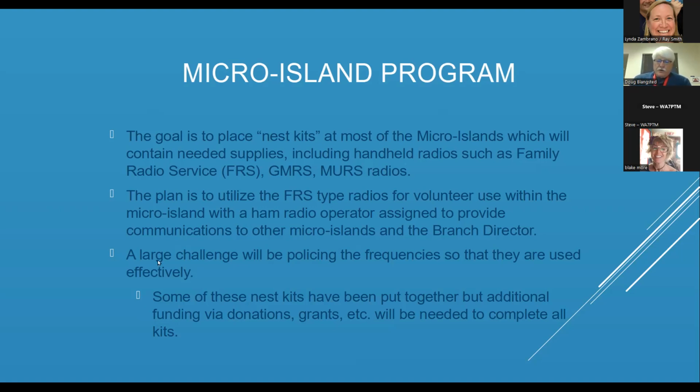We do intend to try to get nest kits on all the micro islands as time goes on, but it's quite expensive, and it's being grant funded in some cases, so we're going to be looking for more funding for it as time goes on.